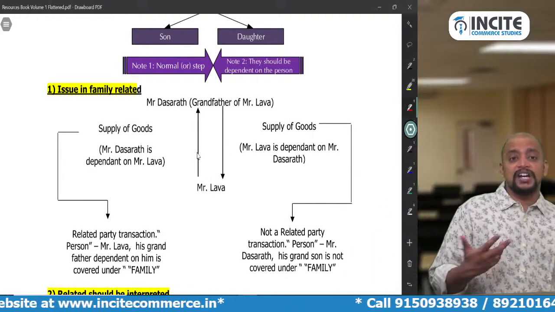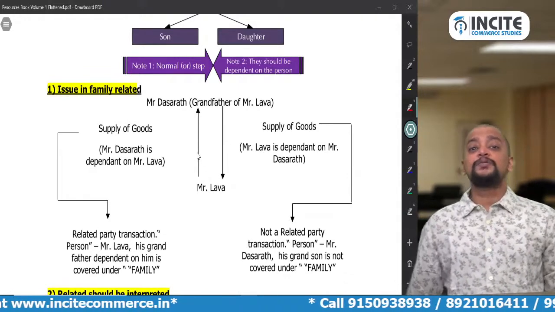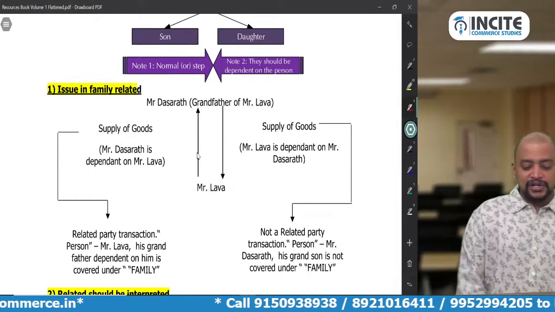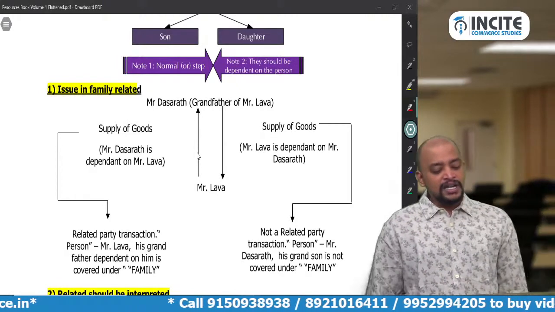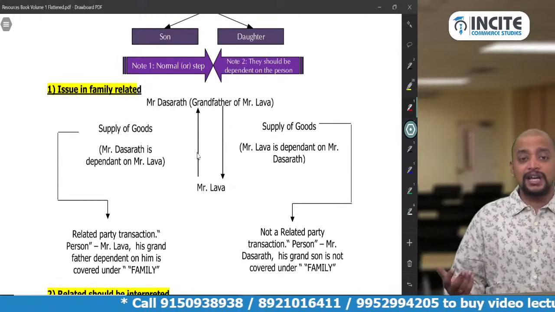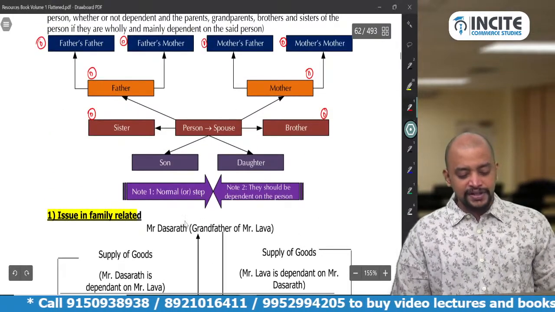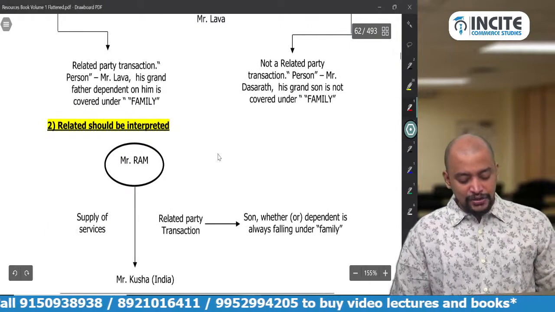So the one who drafted this has missed this point. So it's a related party transaction. The person here is Mr. Lava. His grandfather dependent on him is covered under the family definition. So this is about the first issue. Then I will give you another issue.